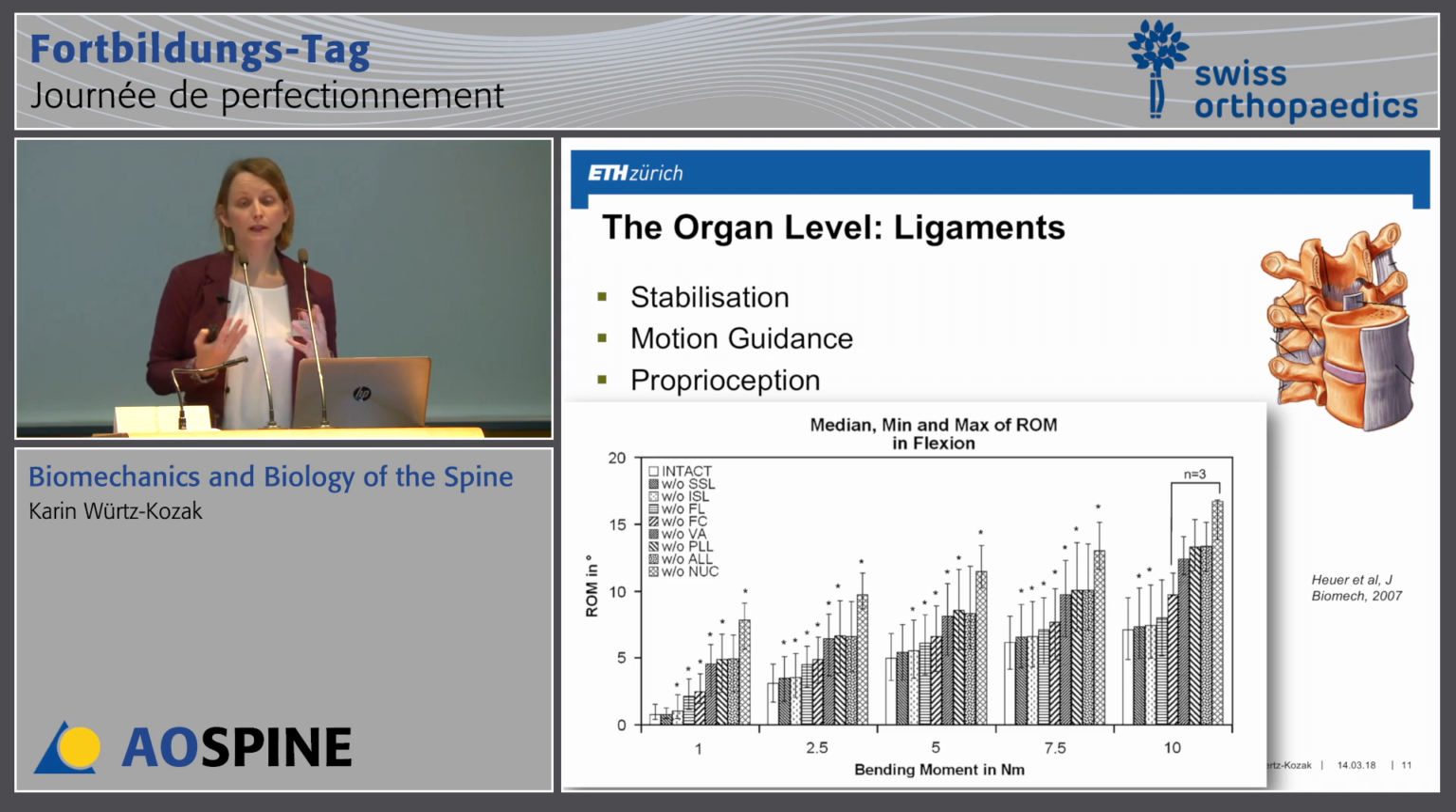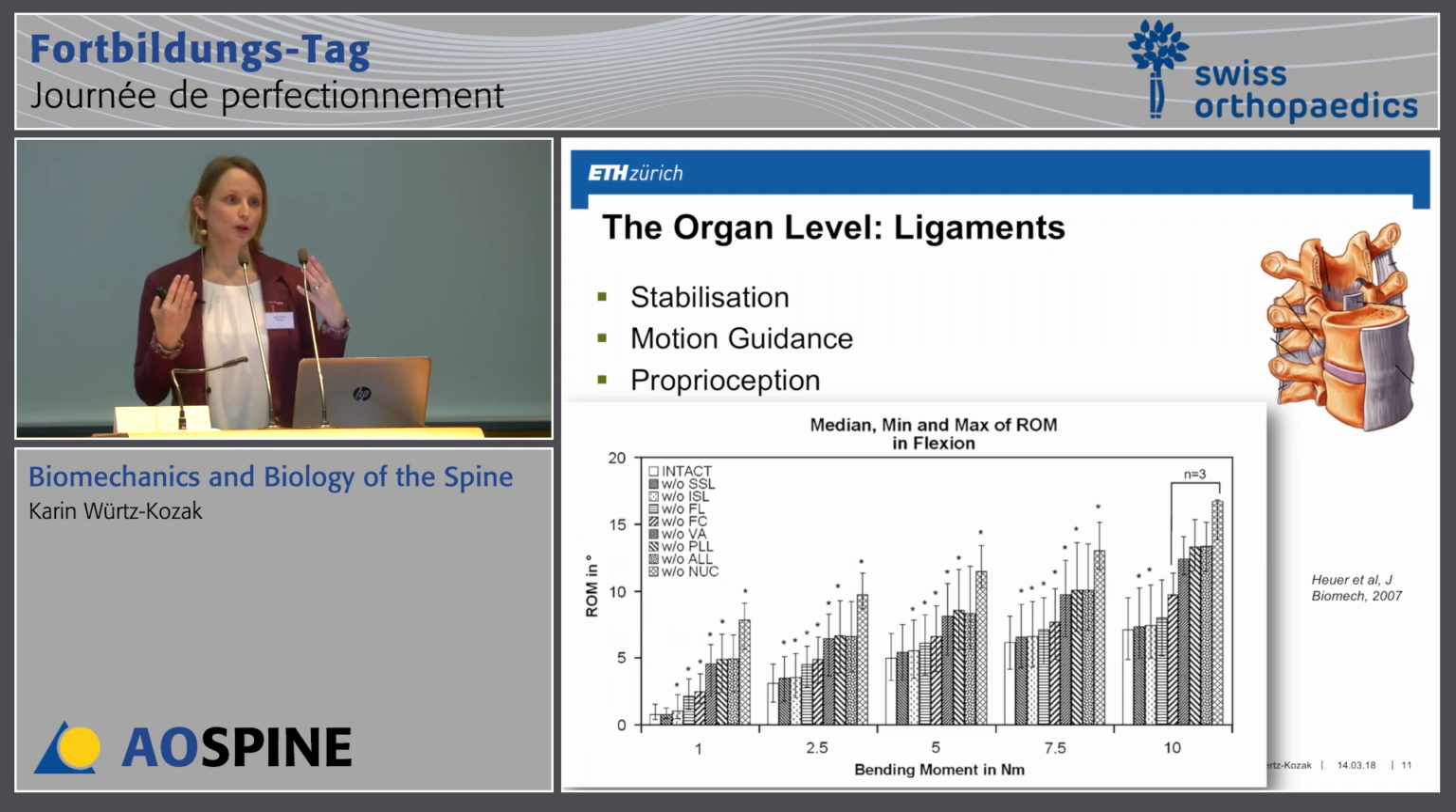And all of the ligaments in the spine, as you know, there are a lot of different ones, they all play a contributing role to the stability and the mobility. And there is a very nice study that I just briefly wanted to show you down here from the group in Ulm, from Heuer et al. It's an in vitro study, and what they did is they had human motion segments, and then they started cutting off ligaments one by one in a sequential way. And then they always tested for the range of motion under different loading conditions.